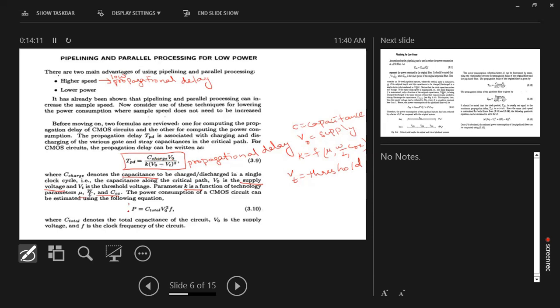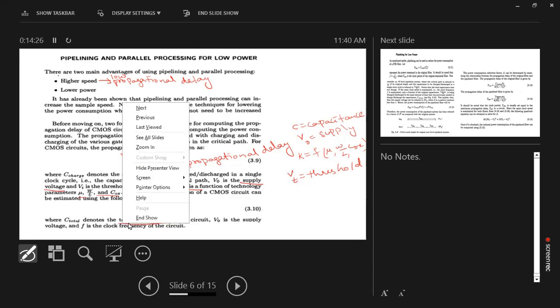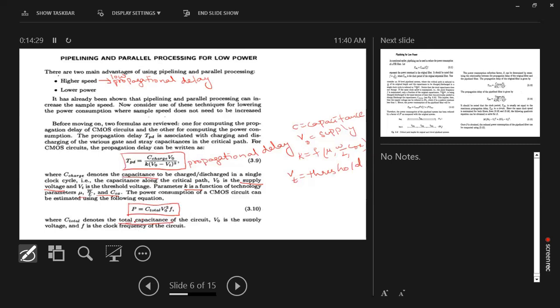Now power consumption, without parallel processing and without pipelining, the formula is C total into V naught square F. C total means the total capacitance of the entire circuit, V naught is the supply voltage, and F is the clock frequency, the frequency of operation. So these two formulas we have to remember: power consumption is C total into V naught square F, and propagation delay is C V naught divided by K into V naught minus Vt whole square.